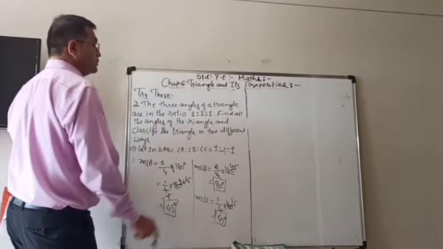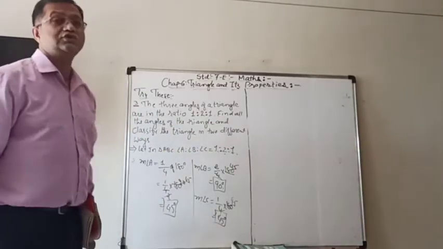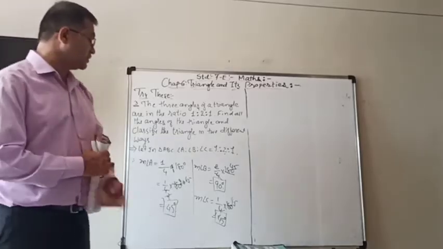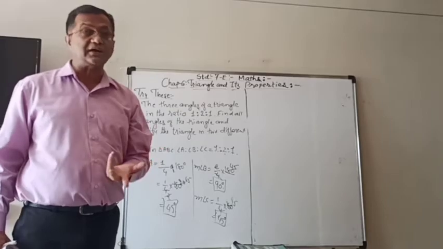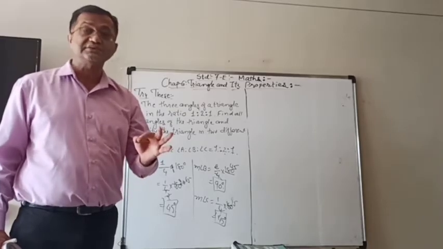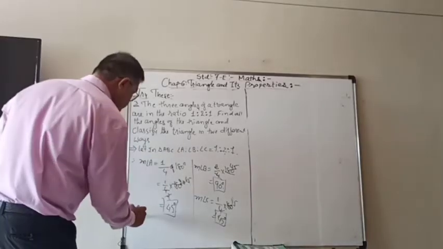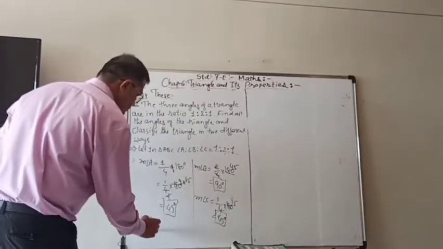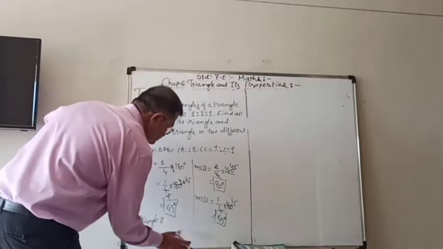So now we also have to classify the triangle in two different ways. Here you can see that one of the angles is 90 degree. So when one of the angles is 90 degree, which type of triangle is it? It is a right angled triangle. So the triangle is a right angled triangle.